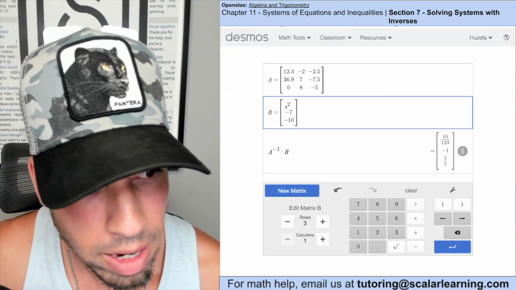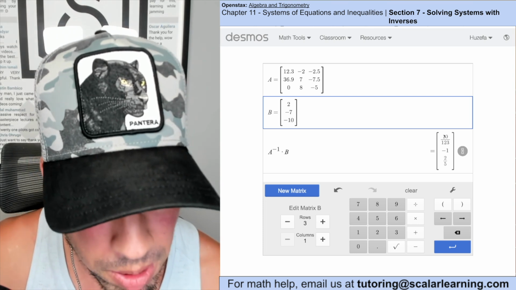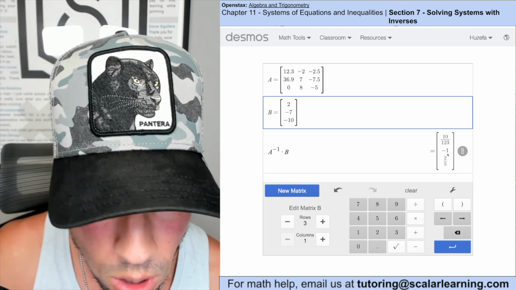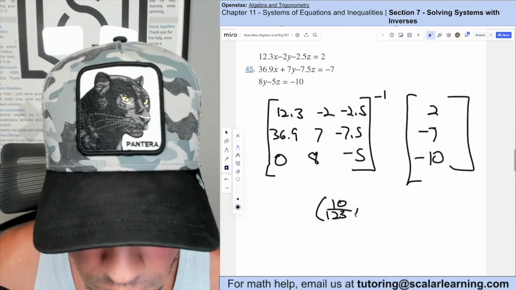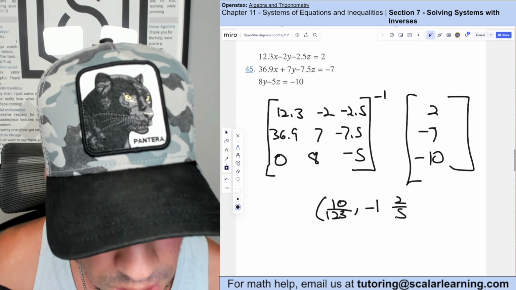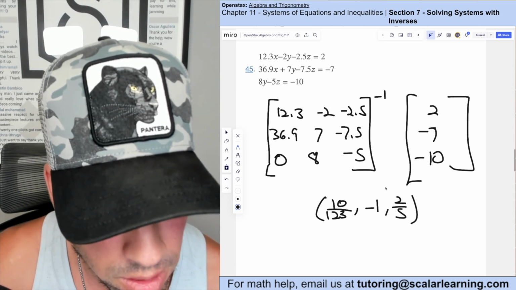So there you go. There's A, there's B. So we're doing inverse of A times B. And here are the answers, X, Y, and Z. So our final answer is 10 over 123, -1 and 2/5. And that's your X, Y, and Z. That's how you do it.